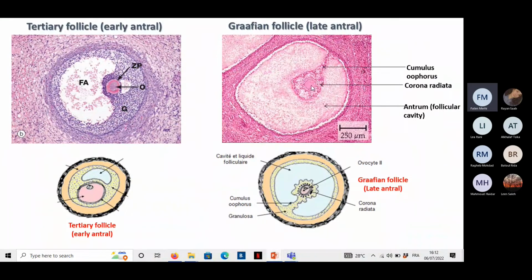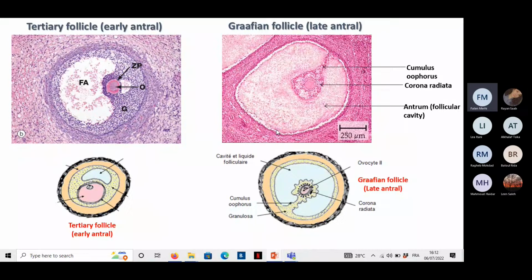We can see that the oocyte will be surrounded by granulosa cells here, and here we have granulosa cells also. The granulosa cells surrounding the oocyte will form what we call the corona radiata. And those granulosa cells forming a sort of bridge between the corona radiata and the periphery of the follicle will be called the cumulus oophorus.